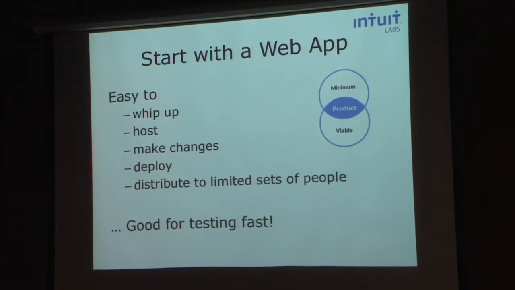So a suggestion, and this is what we did with Donate for Need, the experiment that I'll walk you through, was to start with a web app. They're a really great place to start because they're really fast. You can whip them up quickly. They're easy to host. You can make changes whenever you want. You have control over deployments, and you can also control who you distribute them to.